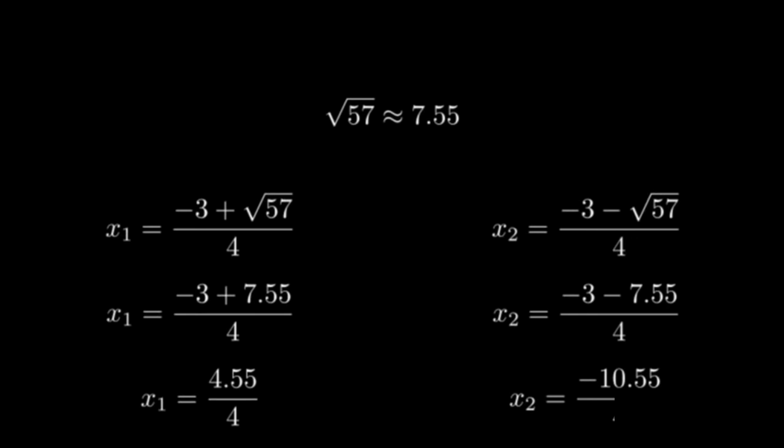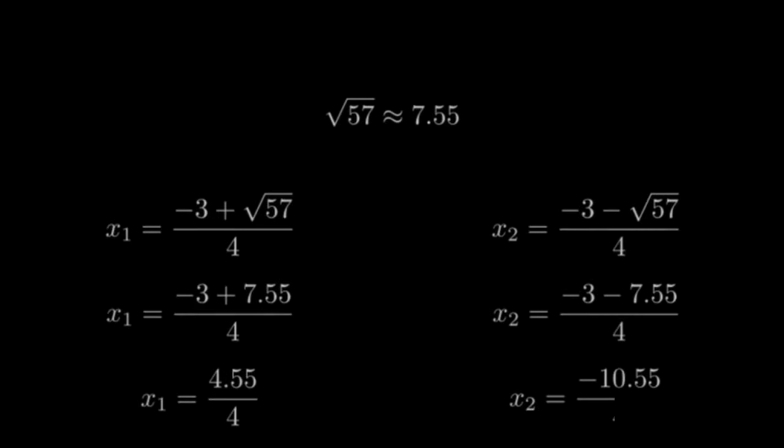These two values, 1.14 and negative 2.64, are the solutions to our original quadratic equation. If we were to substitute either of these values back into x times open parentheses 2x plus 3 close parentheses minus 6 equals 0, the equation would be satisfied.